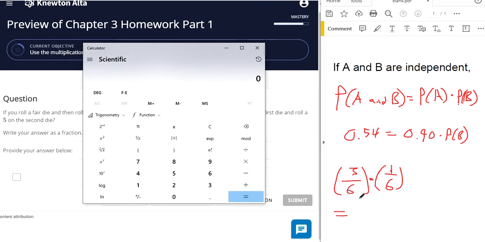So 3 over 6, that's 1 over 2, times 1 over 6. And remember, with fractions, you multiply straight across the top and straight across the bottom.